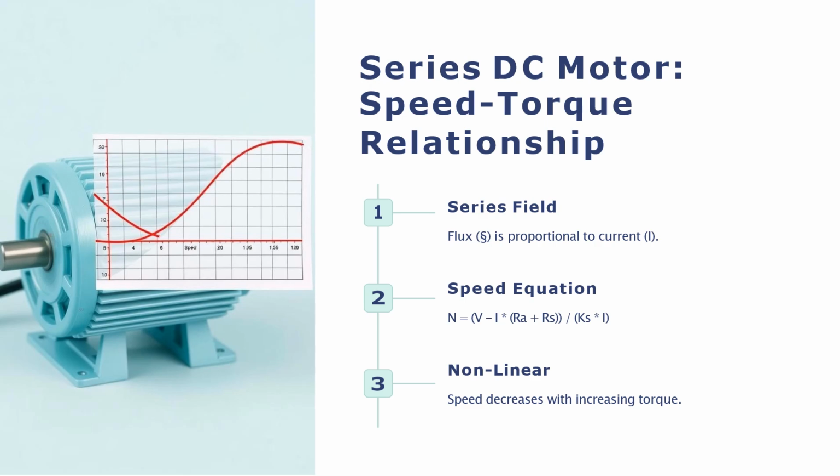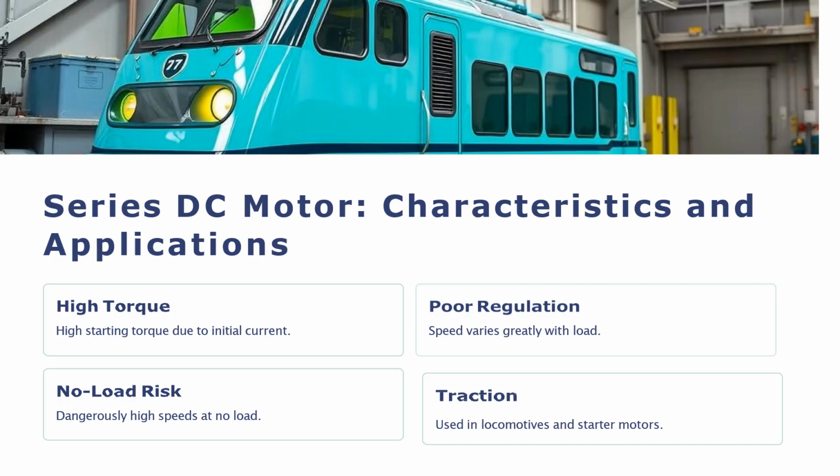Now what are the characteristics? The first is high starting torque. Due to the initial high current, series motors are excellent for applications requiring high starting torque such as locomotives and starter motors. Then speed variation. The speed varies greatly with the load, making it unsuitable for applications requiring constant speed. The third point is no load danger. At no load, the speed can become dangerously high, which is why series motors must always be operated under load.